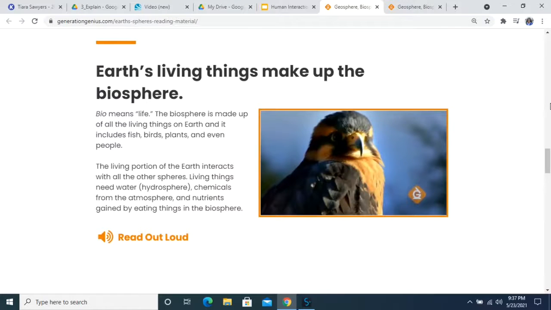Earth's living things make up the biosphere. Bio means life. The biosphere is made up of all living things on Earth, and it includes fish, birds, plants, and even people. The living portion of the Earth interacts with all the other spheres. Living things need water, which is the hydrosphere. That's where the hydrosphere comes in. Chemicals from the atmosphere and nutrients gained by eating things in the biosphere.